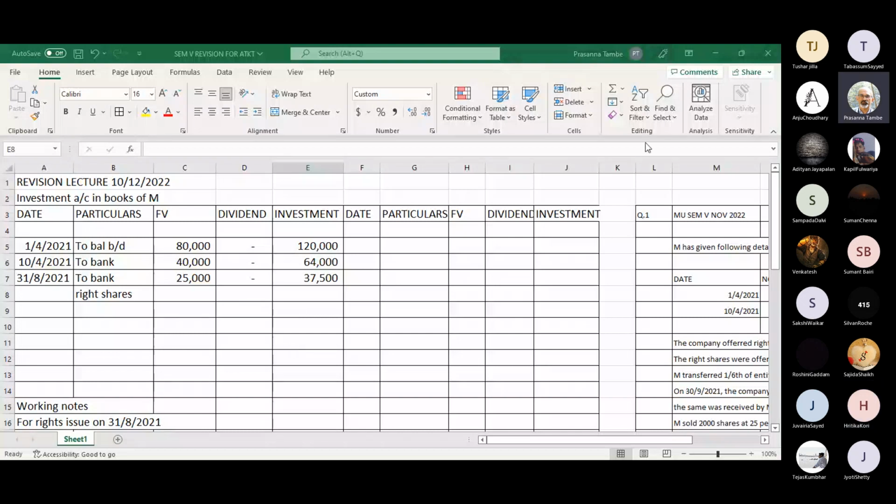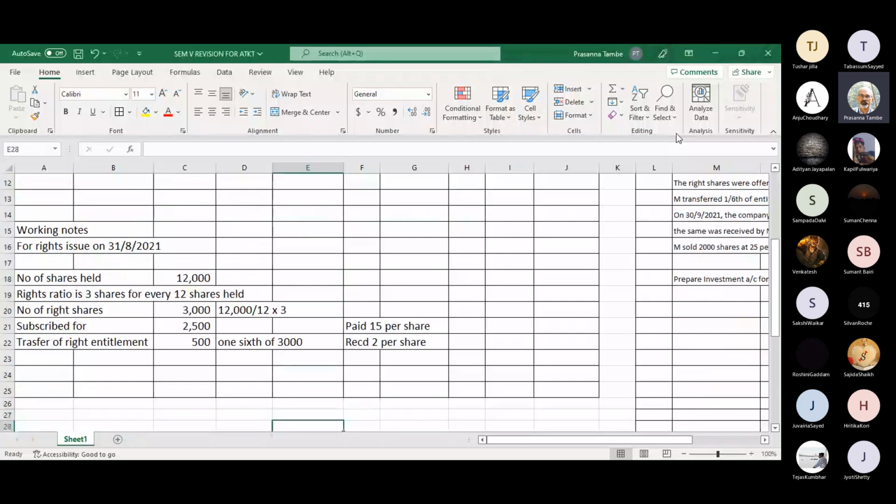Yes. Okay, fine. So this is one part of the entry. Now the second part of the entry will be sale of those right entitlements. So we will see how we can take care of that. Now for sale of right entitlements, how much did he receive? He received 500 into 2. That means he has received 1,000 rupees.